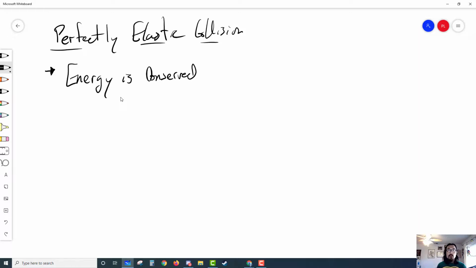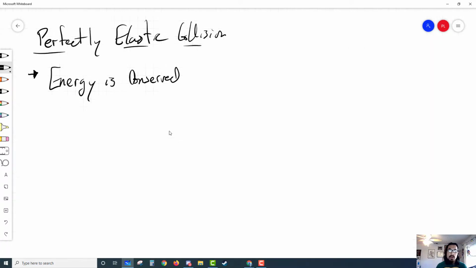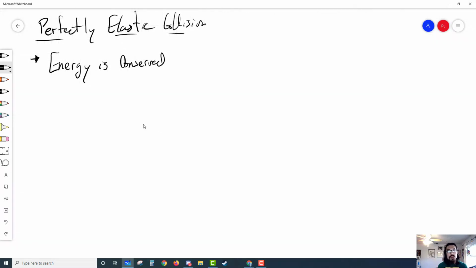Now, in the real world, when objects do hit each other, energy is lost. So in the real world, we do not have perfectly elastic collisions because energy is lost. But for a lot of the physics examples that we use, we usually consider it to be a perfectly elastic collision. And it just makes everything so much cleaner. Okay, so what does this look like?